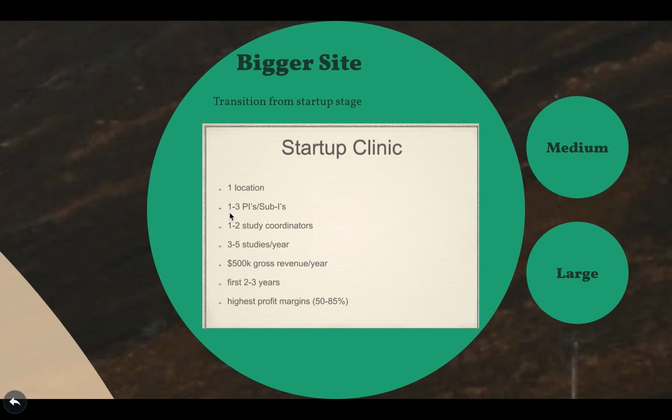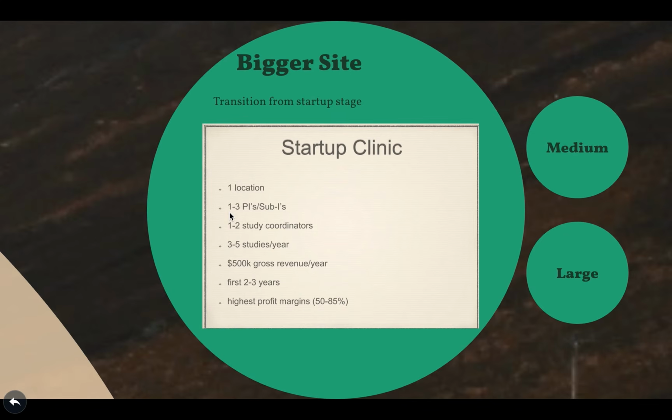Right, if you're just starting up. Correct. You're not going to have 2 study coordinators, right? Until you have a few studies. Well, we have clients that misunderstand us. This is what I'm saying. That's why I'm... Okay. 1 to 3.